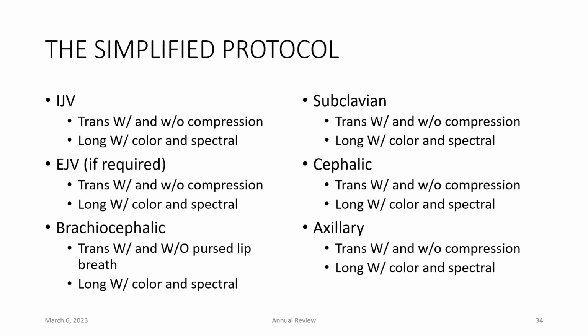Now this one, we're going to evaluate in transverse the best that we can. Because we cannot compress this because of the location and the surrounding bony tissue, we're going to have our patient do pursed lips breath, quick and fast. That should try to make this coapt. Then we're going to assess it in long with color and spectral. Just so you know, because of its lie within the body, it can be very difficult to get this in transverse. So sometimes you'll have to assess this fully in long. But that color and spectral is going to be essential, as well as that attempt at the pursed lip breathing.